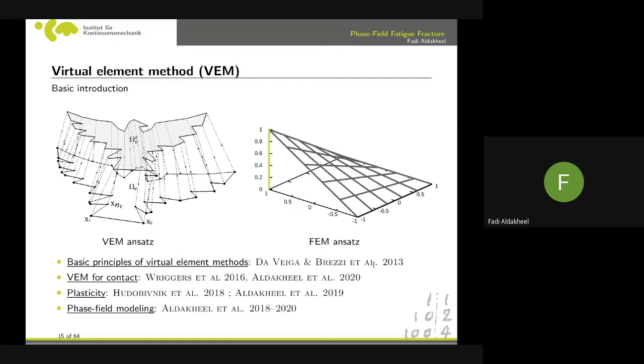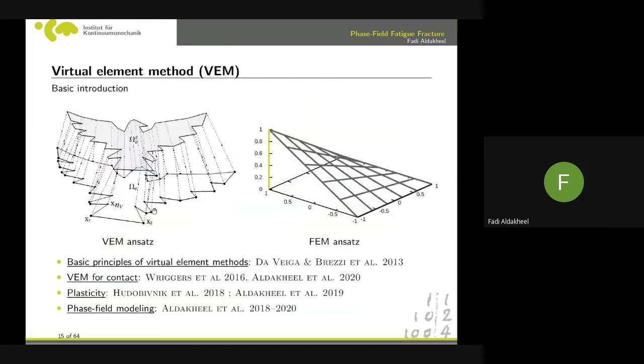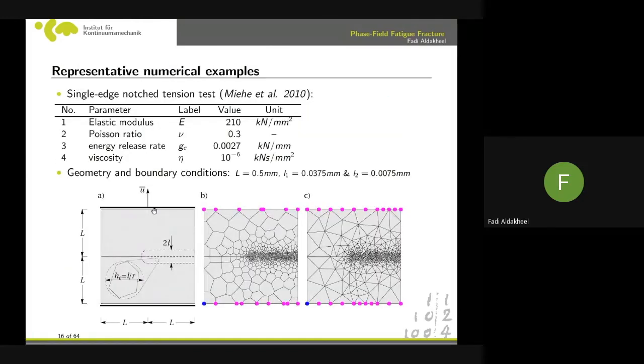What is now left for me in the first section, which is about brittle fracture, is to show you the brittle failure response, right? To show you some examples. I have shown you the theory, and I want to show you how this works with the standard problems. Well, let me start with this example.